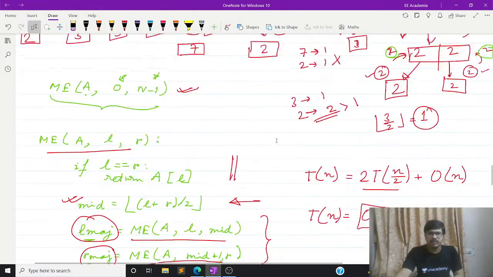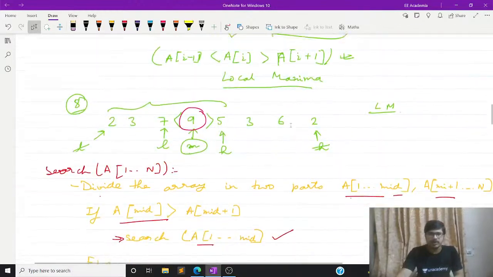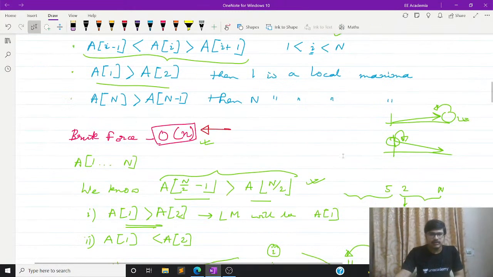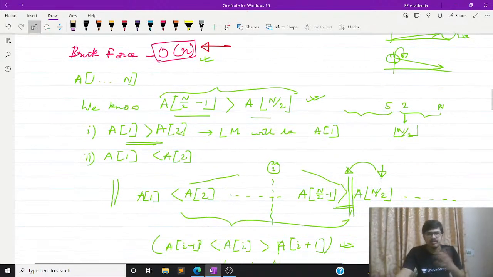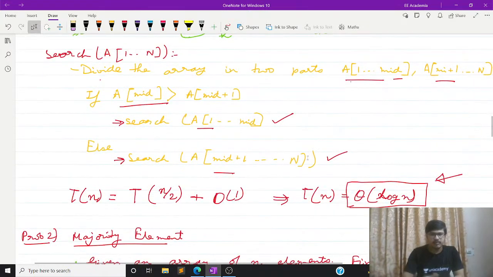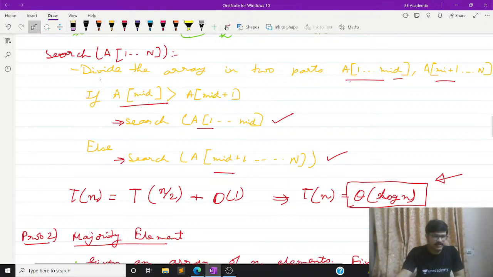Just to give you a brief recap of what we saw today. First of all, we saw the local maxima element. We found the local maxima in an array. The brute force was O(n), a linear scan, but using the divide and conquer technique, we essentially brought the time down from O(n) to O(log n). This is a very standard example of divide and conquer.